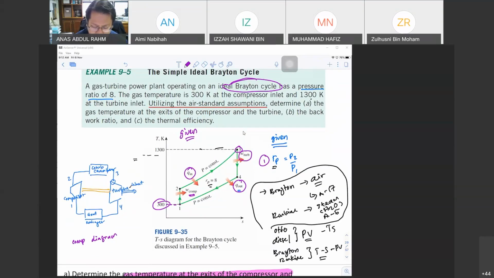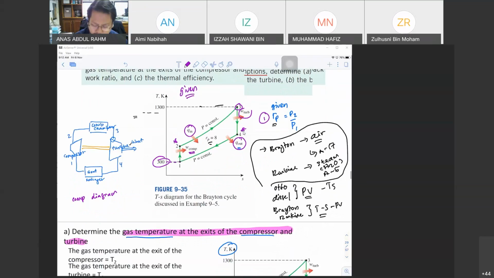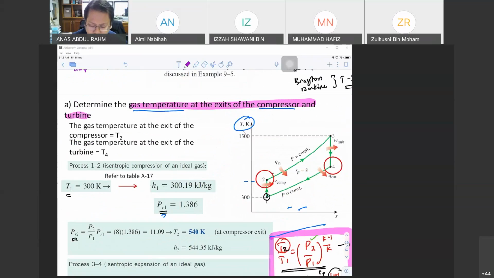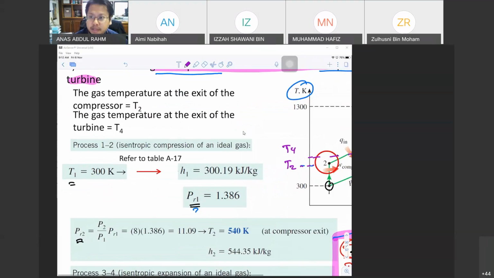We are required to find gas temperature at the exits of compressor, which is state 2, and also exit of the turbine, state 4, and back work ratio, also the efficiency. Okay, so let's have a look. Determine the gas temperature at the exits of the compressor and turbine. Okay, so from the diagram, we understand that we need to find T2 and also T4. Okay, so 1 to 2 is the isentropic compression.